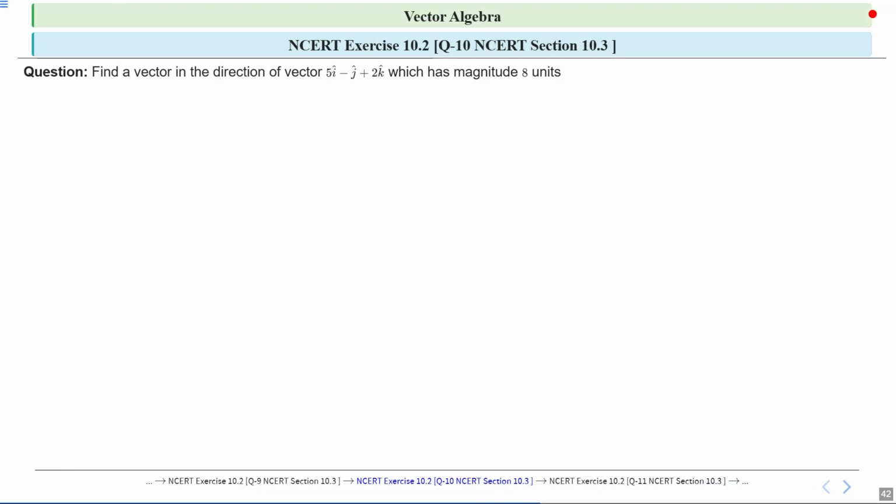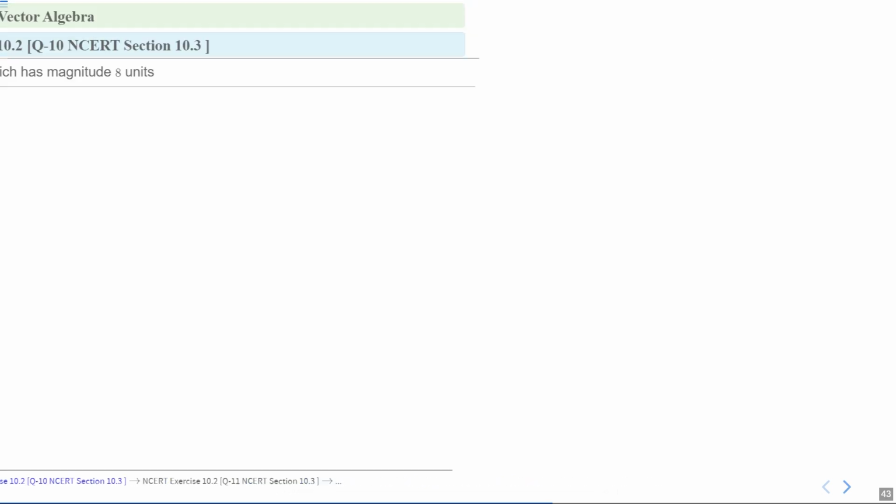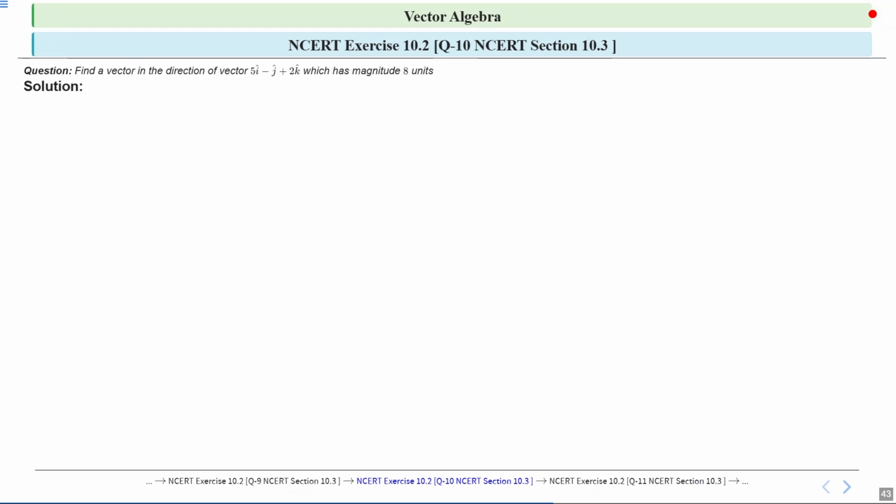Next, NCERT exercise 10.2 question number 10, which says: find a vector in the direction of vector 5 i cap minus j cap plus 2 k cap, which has magnitude of 8 units. Let a vector be equal to 5 i cap minus j cap plus 2 k cap.